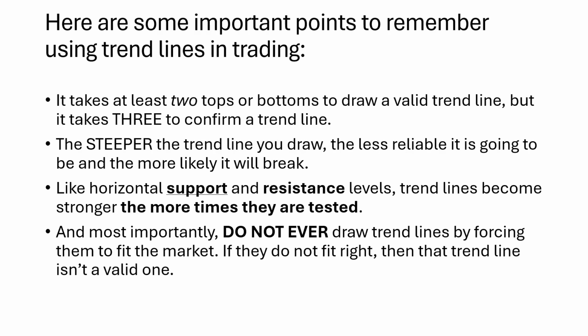Here are some important points to remember using trend lines in trading. It takes at least two tops or bottoms to draw a valid trend line, but it takes three to confirm a trend line. The steeper the trend line you draw, the less reliable it's going to be and the more likely it will break. Like horizontal support and resistance levels, trend lines become stronger the more times they are tested. And most importantly, do not ever draw trend lines by forcing them to fit the market. If they do not fit right, then that trend line isn't a valid one.